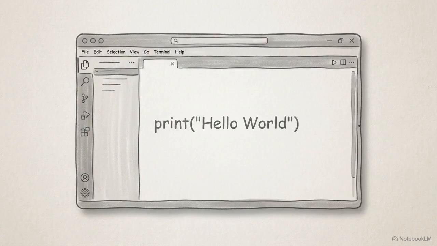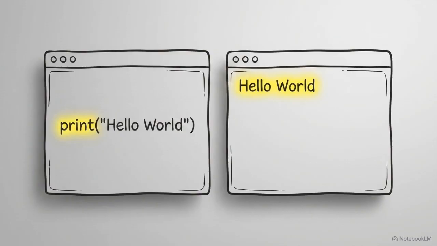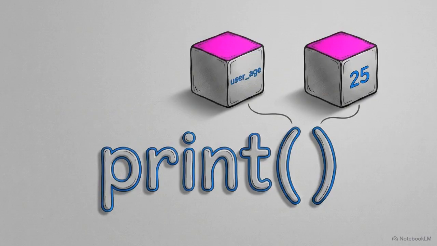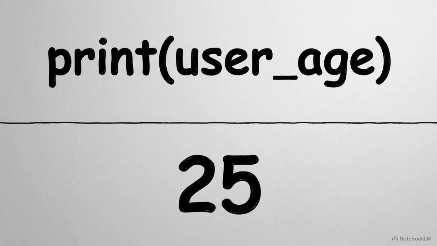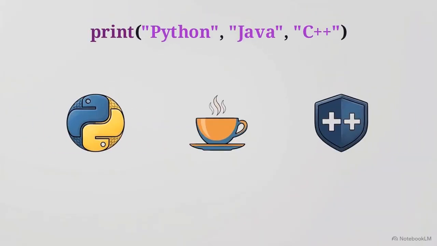When we want Python to display information on the screen, we use the print function. By typing print followed by text inside parentheses, Python outputs exactly what we wrote to the terminal. You don't have to limit yourself to just text. You can place variables and numbers directly inside those parentheses. Instead of printing the variable's name, Python retrieves and displays the value stored inside of it. When you print multiple values together, Python automatically inserts a space between them. This helps keep your results readable right out of the box.